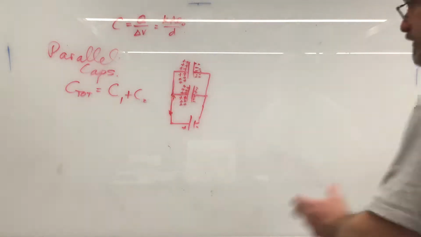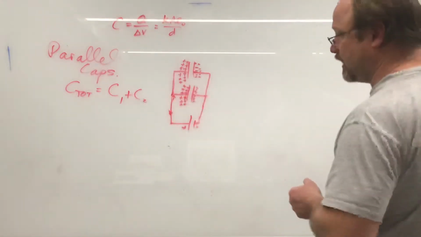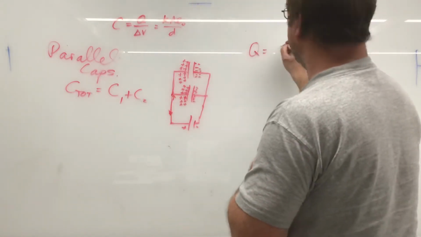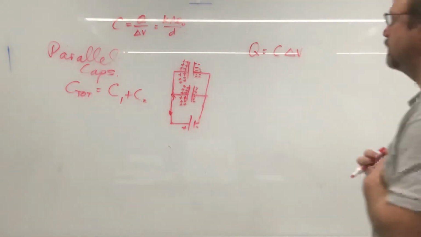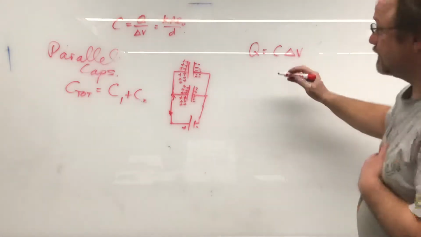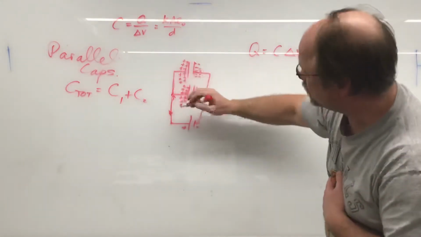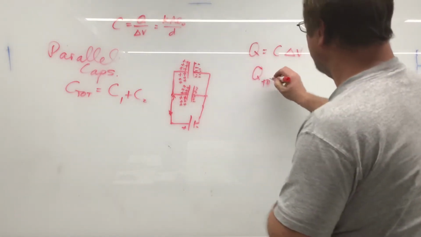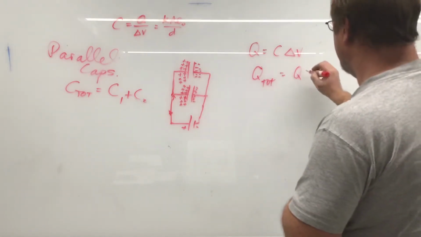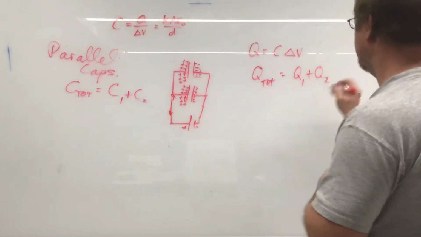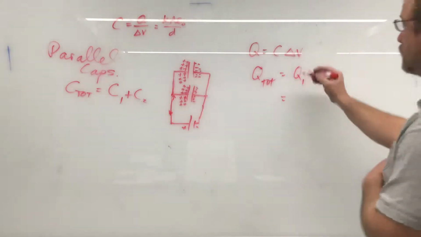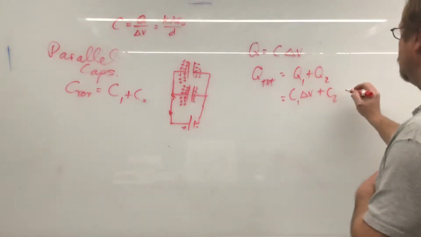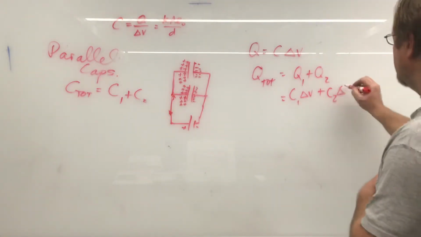Now, in order to see where this comes from, in addition to just the schematic piece of this, we can also look at this equation up here. If we look at the total charge, charge is C times delta V. And since the total charge is going to be how much charge is on this capacitor plus how much charge is on this capacitor, Q total will be Q1 plus Q2. And Q1 is going to be capacitor 1 times the voltage, and Q2 is going to be C2, capacitor 2, times the voltage.